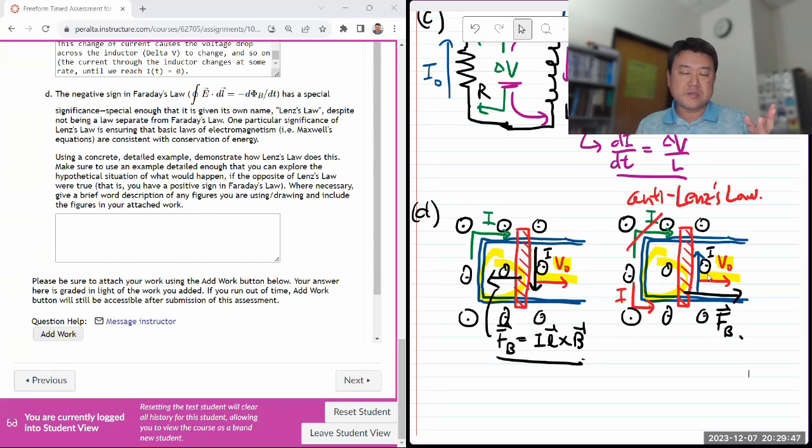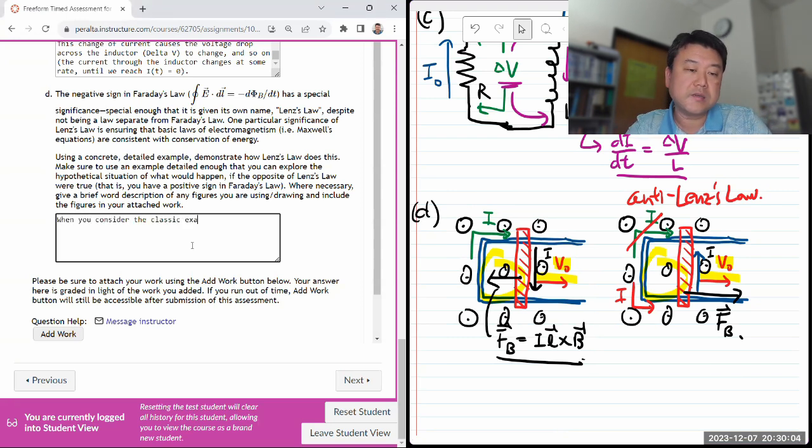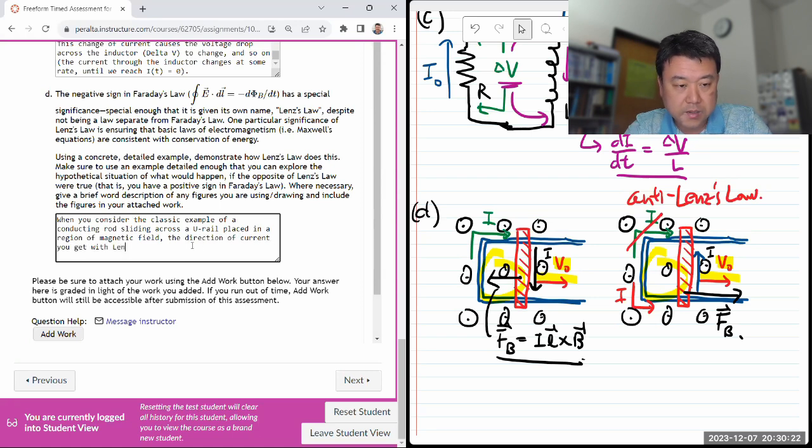If there isn't something that continues to provide more energy, like electrical energy, then when you push it a little, it should maybe move a little and then come to a stop. And that's what this picture describes. This is perfectly consistent with that. So when you consider the classic example of a conducting rod sliding across a U-rail placed in a region of magnetic field, the direction of current you get with Lenz's law results in a direction of force that is consistent with our ideas regarding the conservation of energy.